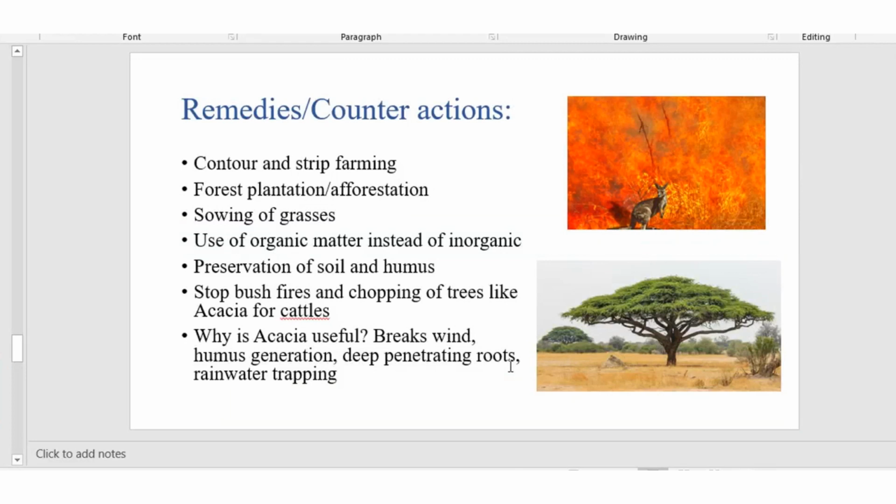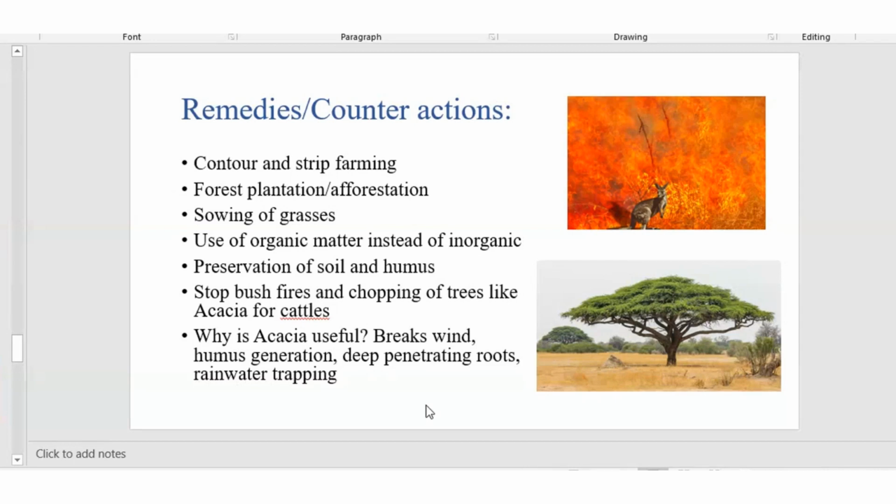Their roots are very deep and penetrating, so they have a vast root system. Their root system is so vast that it ensures that the soil stays in place. It is not washed away when there are heavy rainfalls or when there is higher velocity of wind. So presence of trees like acacia, which is this tree, it looks like this. Planting acacia ensures that soil erosion is limited to a huge extent.